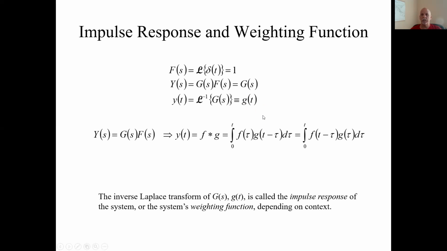So g(t) then, in this context, is called the weighting function. You can also find the output by taking this integral, this convolution, of the weighting function and the input. So this little g is kind of two things at once. It's the weighting function in this context where you take an integral, and it's also the inverse Laplace transform of the transfer function.